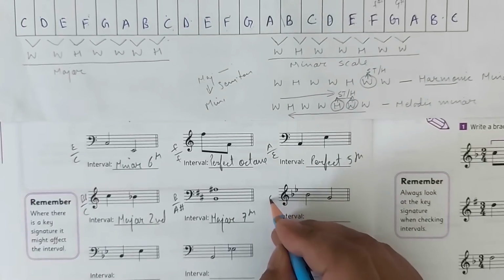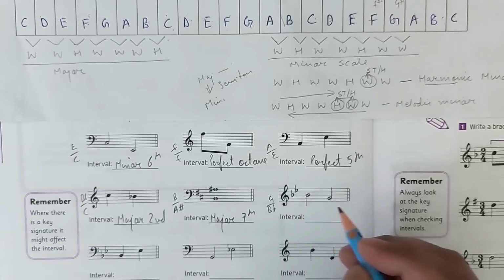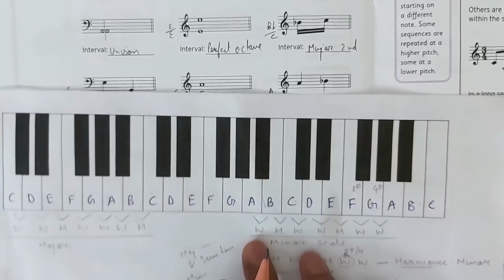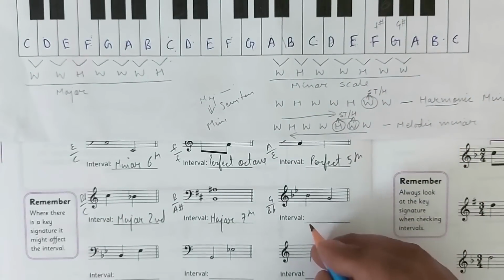Okay. Next one we have, again, this is the low note. So let's count from here. Take this one first. So this is our G and G to B flat. Yep. So G to B flat. So this is 1, 2, 3. This is our minor third.